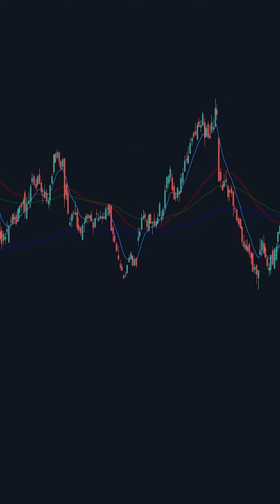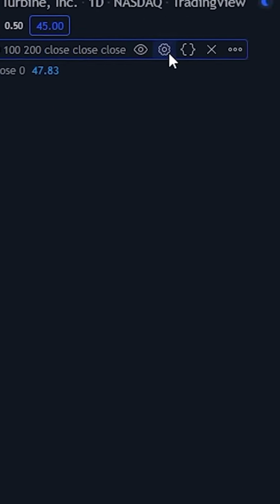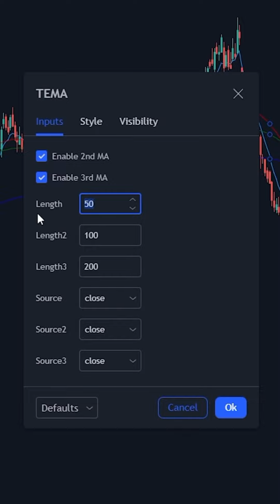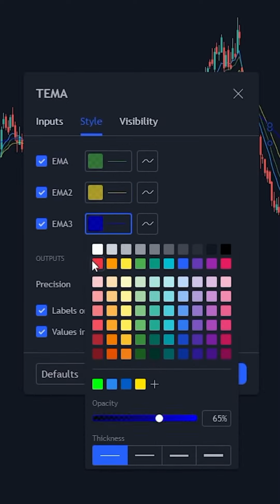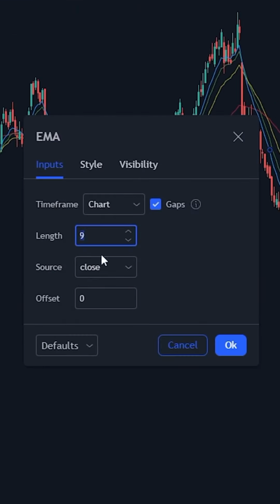Now that we have the indicators added, let's change the settings a bit. Click the settings for the triple moving average, change the lengths to the following: 13, 21, and 55. Then I'm also going to change the colors for simplicity's sake. Then I'm going to go to the settings of the exponential moving average and change the length to 8.